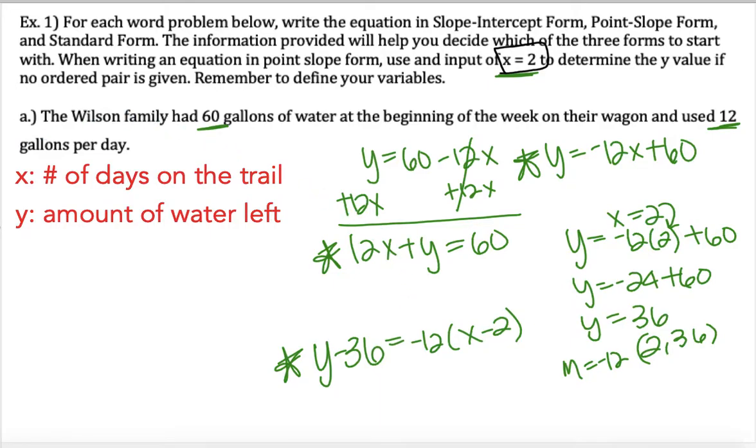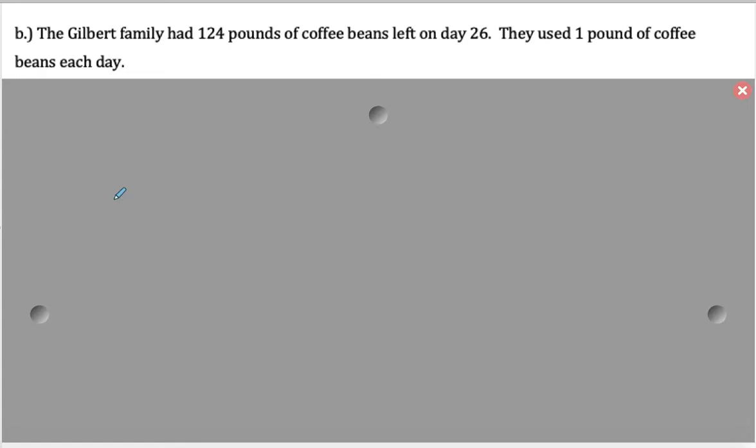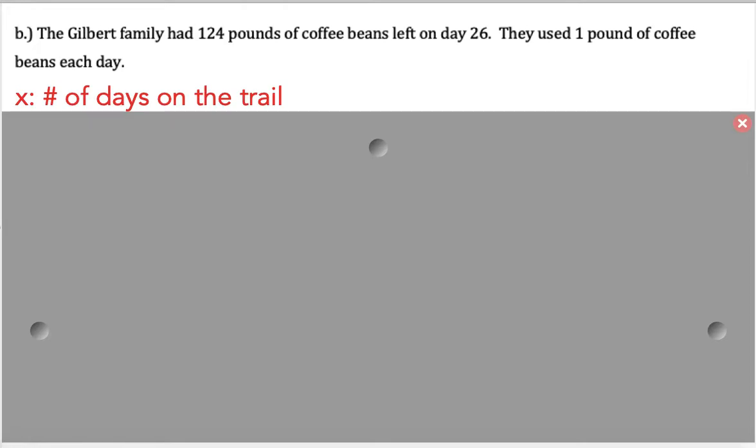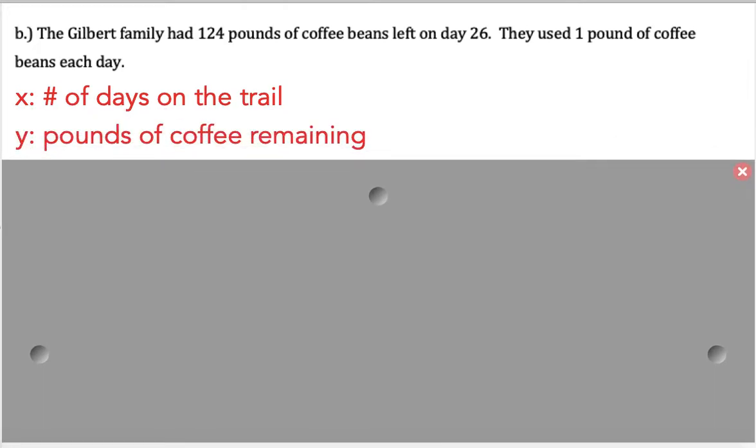So let's look at example B. The Gilbert family has 124 pounds of coffee left on day 26, and they use 1 pound of coffee per day. Let's first figure out our two variables here. We're looking at our unit rate per day, so that's going to be our x variable, the number of days on the trail, and the y variable would be the amount of coffee remaining, or pounds of coffee remaining.